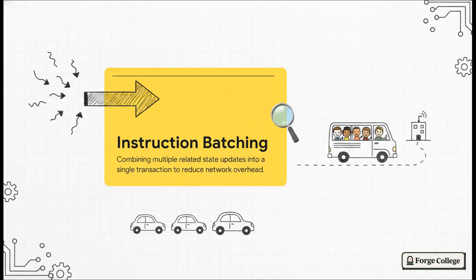But what if you've got a whole list of things to do at once? That brings us to a real game changer for marketplace integrations: instruction batching. In simple terms, this just means combining multiple related state updates into a single transaction. I love to think of this as carpooling for your data. Let's say a user is buying an NFT on your marketplace. You've got to deduct their funds, transfer the digital asset, and pay the creator their royalty. Instead of taking 3 separate cars to the exact same destination, meaning 3 separate, slow network calls, you just pack everyone into a single minivan. It saves time, it saves precious network resources, and honestly, it just makes perfect sense.